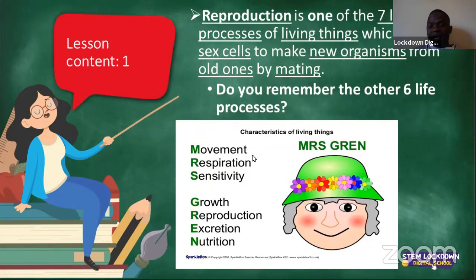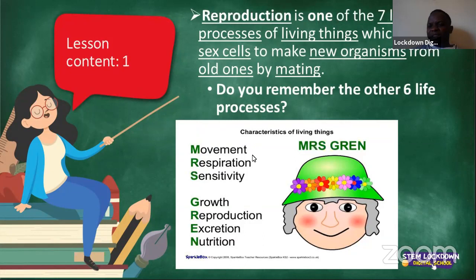Nevertheless, going into reproduction, we are saying reproduction is one of the 7 life processes that uses sex cells to make new organisms from old ones through mating. So what is it that we are saying here? We are saying that you find 2 mature sex cells that will then mate with each other so that they can make, for an example, you as young as you are, meaning that they were your parents, your mother and your father, they mated and there were sex cells that were involved, and therefore that led into you becoming the person that you are today.